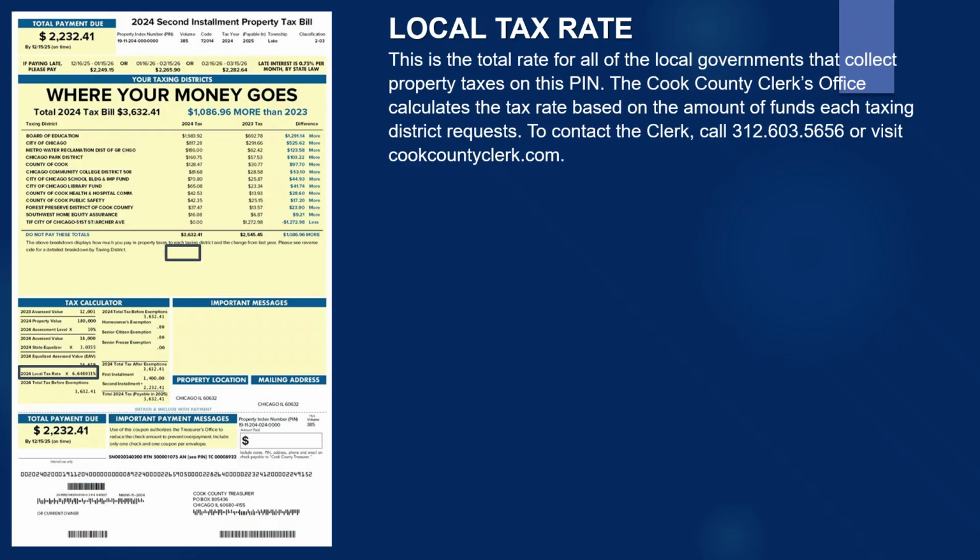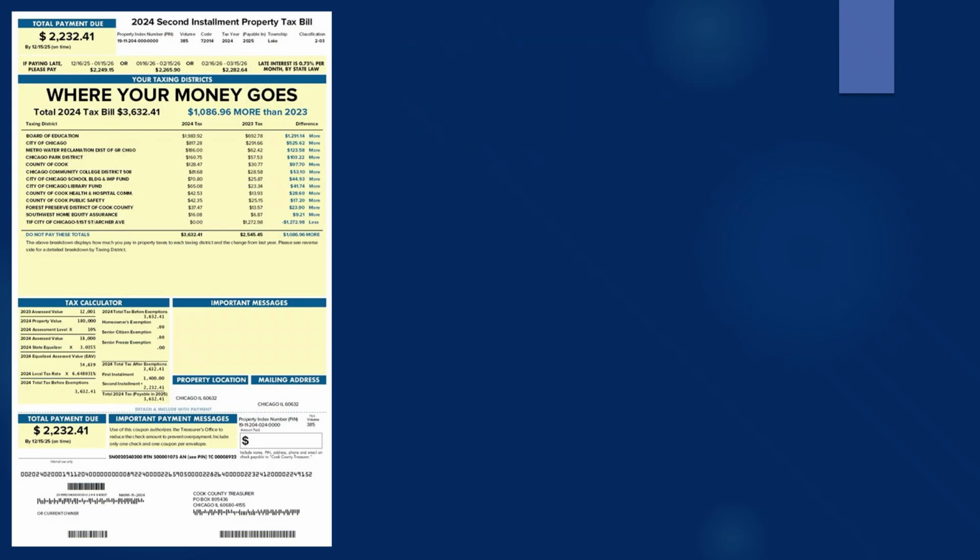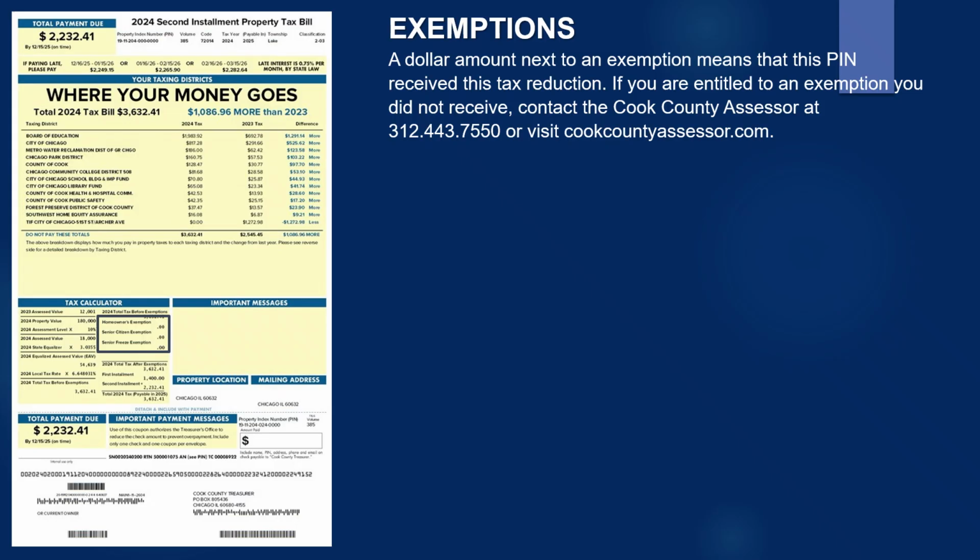The local tax rate is the total rate for all of the local governments that collect property taxes on this PIN. The Cook County Clerk's Office calculates the tax rate based on the amount of funds each taxing district requests. A dollar amount next to an exemption means that this PIN received its tax reduction. If you are entitled to an exemption you did not receive, contact the assessor.